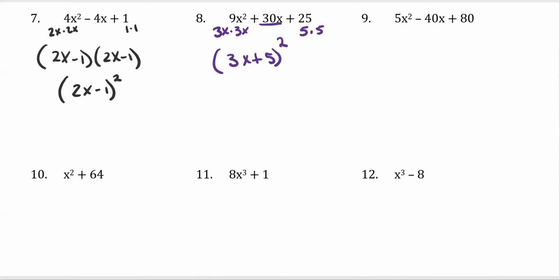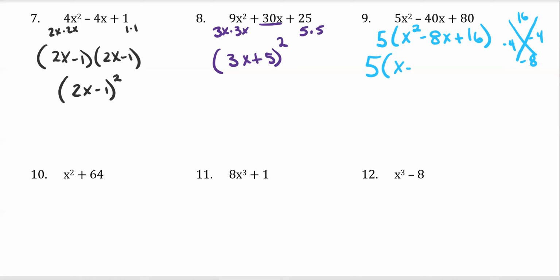Number 9, 5, 40, and 80 have a greatest common factor, 5. So I'm going to factor out the greatest common factor. Then I'm going to factor some more. I need the factors of 16 that add to -8. So let's go -4 and -4. Or we can write it as 5 times x minus 4 squared.